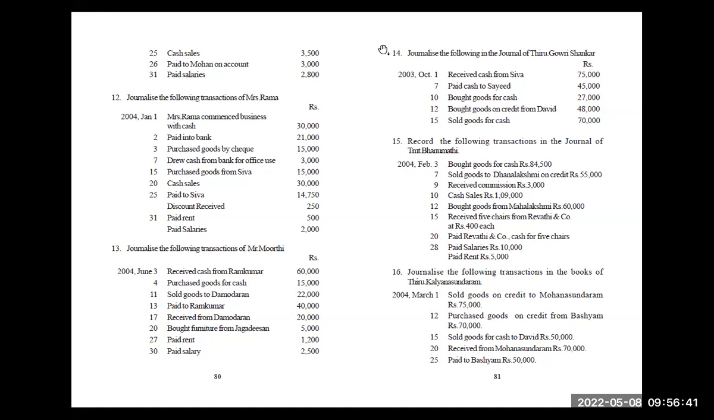17th June. Cash account to Ram Kumar account. Received from Damodaran. So cash account debit 20,000 to Damodaran 20,000. 20th June. Furniture account debit to cash account. Why cash account?